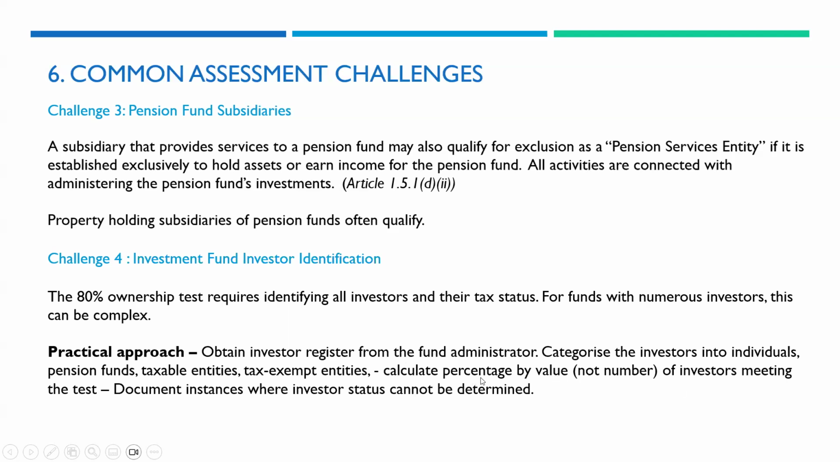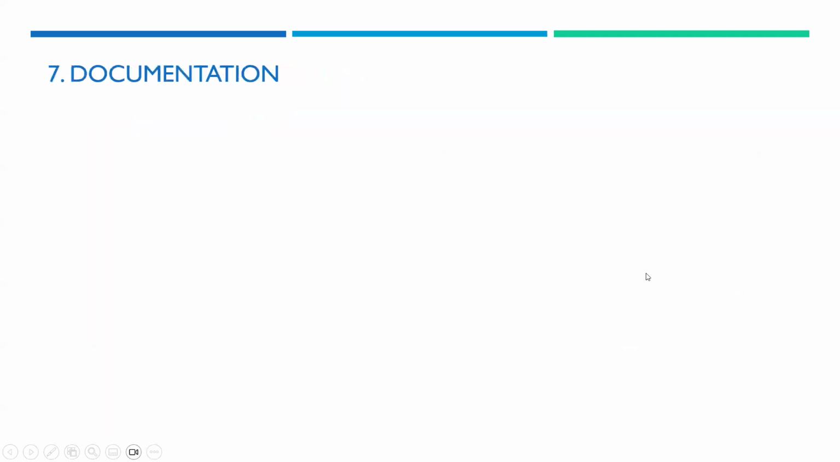So what do you mean by calculate the percentage by value of investors meeting the test and not number? You have to see how much their investment is. So what is the value? You have to calculate the investment. So 80% of investors, meaning 80% of the ownership, those earning the ownership status, not by the number. And document the instances where the investor status cannot be established.